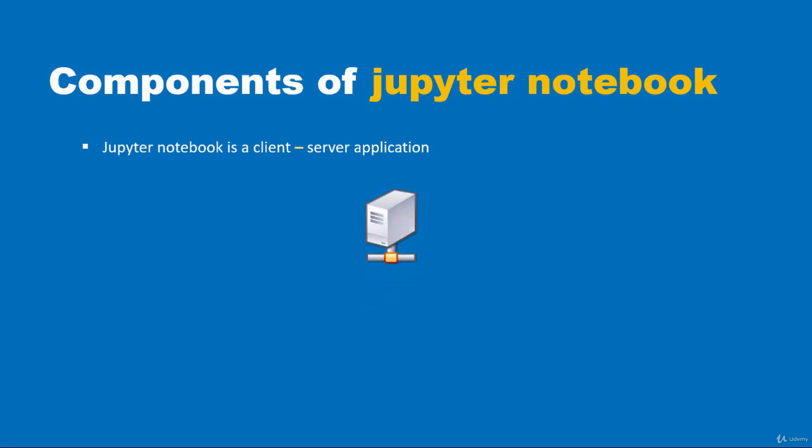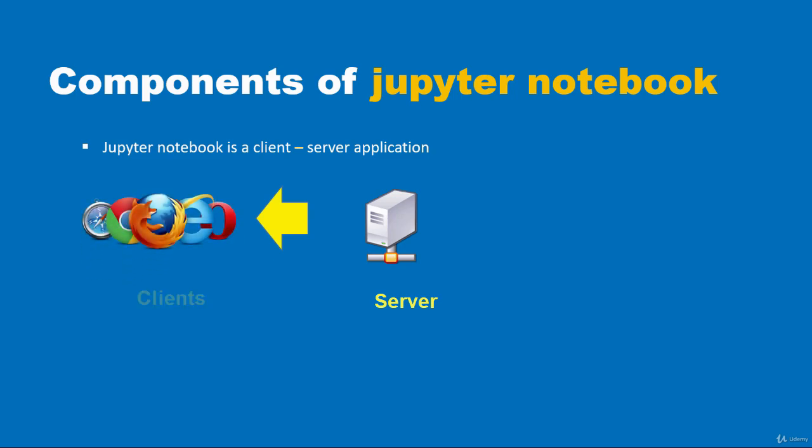So the server, which is represented by this box here, is the resource provider. And then we have the client. In terms of Jupyter Notebook, that could be your web browser, because the Jupyter Notebook also has a web component, which is a web browser which will act as the client to the server. So the client will be requesting services from the server, which is the provider of the resource.